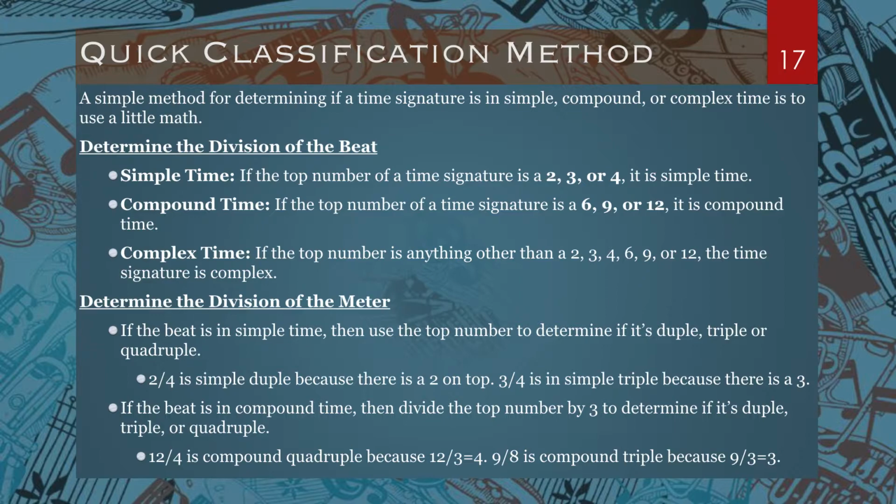If the beat is in compound time, then divide the top number by 3 to determine if it's duple, triple, or quadruple. So 12/4 is compound quadruple because 12 divided by 3 equals 4, quadruple. 9/8 is compound triple because 9 divided by 3 equals 3, or triple.